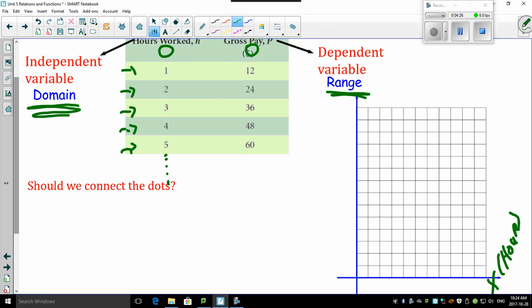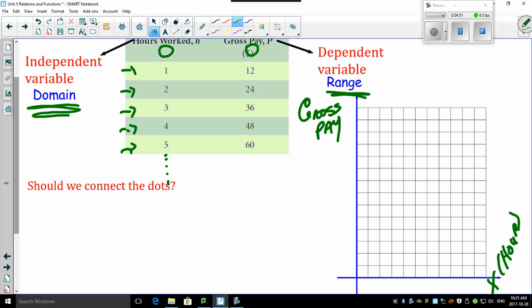This, if you think about it, is independent because you're choosing the hours of work, or your employer's choosing the hours of work that he wants you to work for. Your gross pay depends on, guess what? That's why we call it dependent. Your gross pay depends on how many hours you worked. So here's your gross pay here. Gross pay means, of course, before taxes.